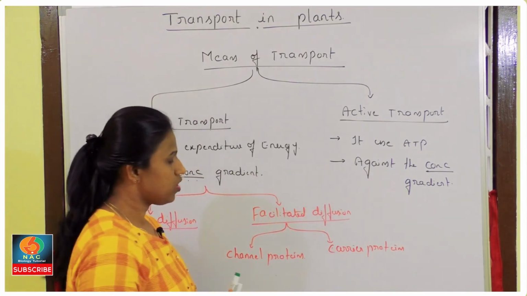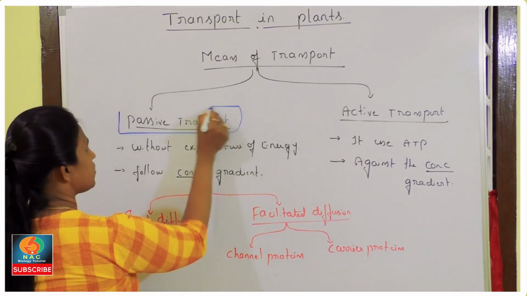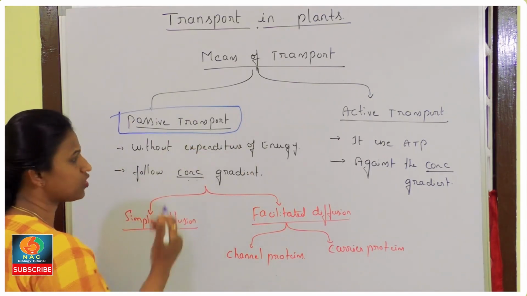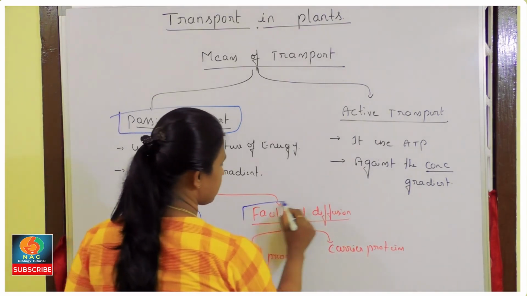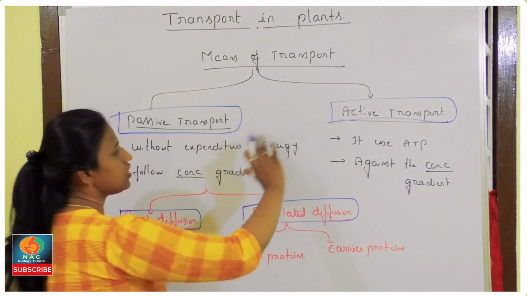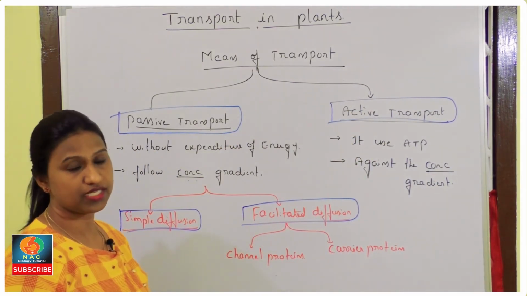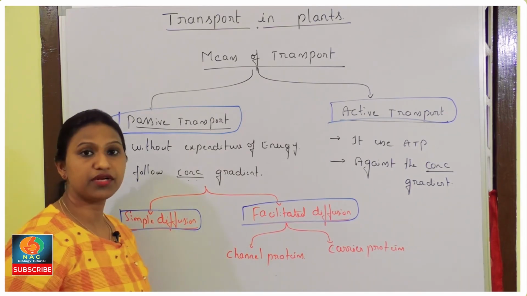Right? So now we have to understand the meaning of these terms. One is passive transport, which I just told. Within that we have to understand diffusion. Then the second one is facilitated diffusion, and the third one is active transport. So these are three different modes of transport that take place in the plant body. Now let's discuss simple diffusion.